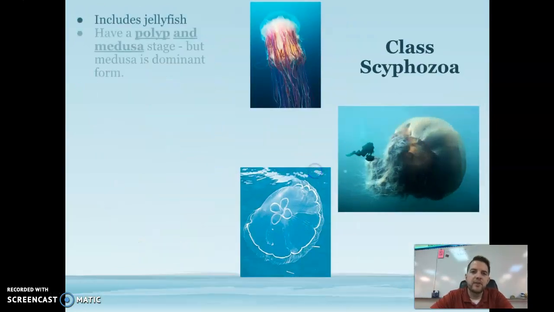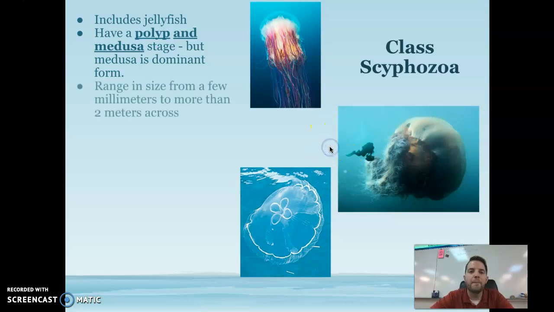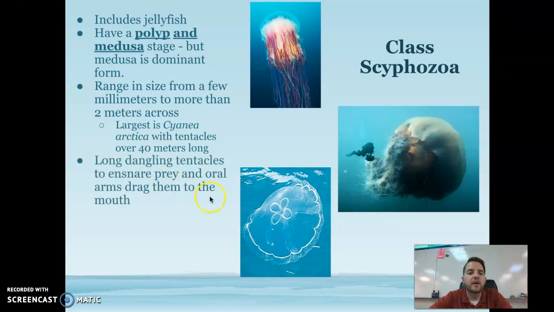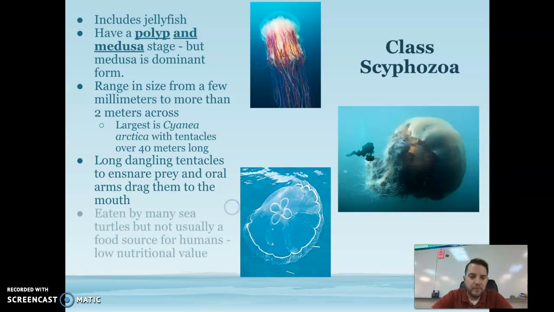Scyphozoa, these are the jellyfish. They do have a polyp and a medusa stage, but it is important to note that most of their life is in the medusa stage. That is the dominant form. They can be very small, all the way up to massive ones like this one. So there can be extremely large jellyfish that exist. That just means they're very old usually. The long dangling tentacles ensnare the prey, and then they pull them up into the mouth.